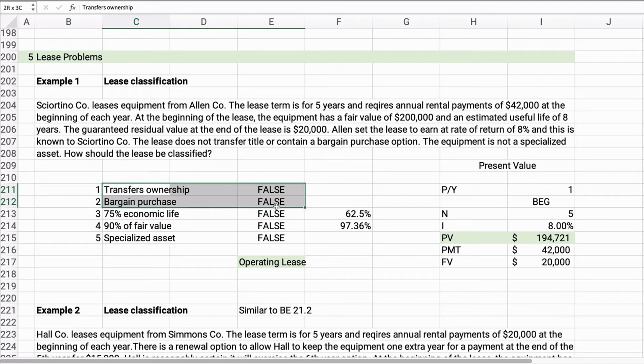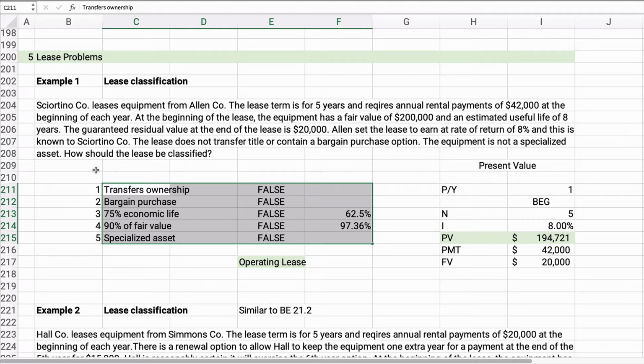I've set up a little chart where we can figure out, is this operating or is this a finance lease? So let's see what we can do on this first one. Scortino leases equipment from Allen. The lease terms for 5 years, requires annual rental payments of $42,000 at the beginning of each year. At the beginning of the lease, the equipment has a fair value of $200,000, an estimated useful life of 8 years. The guaranteed residual value at the end of the lease is $20,000.